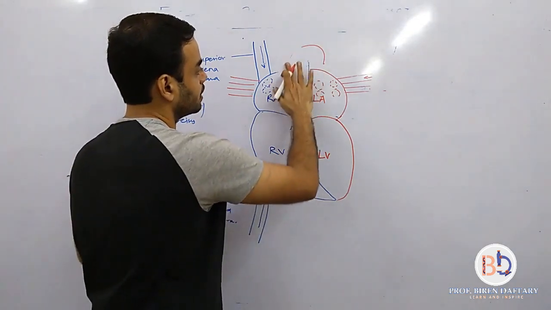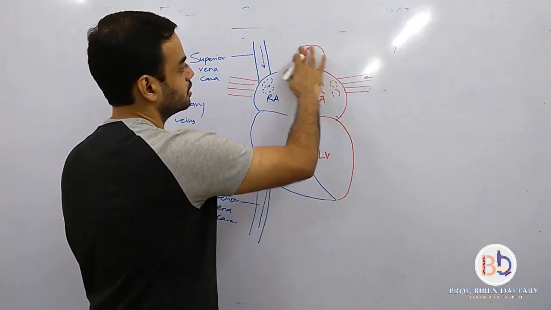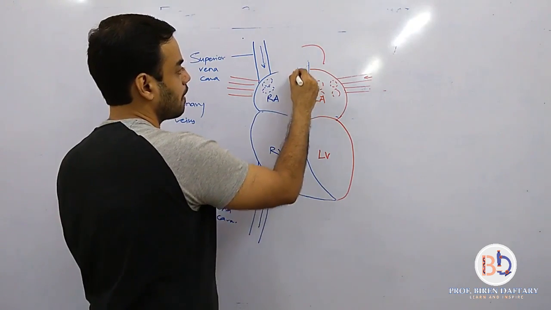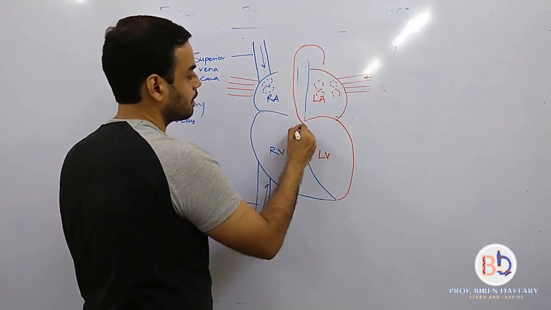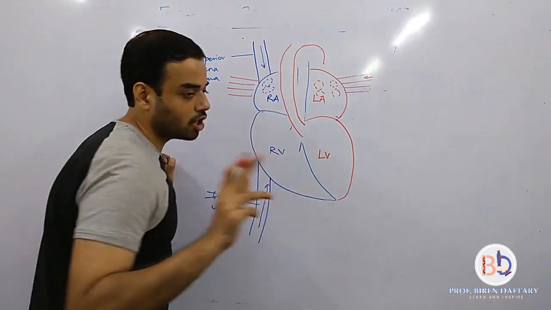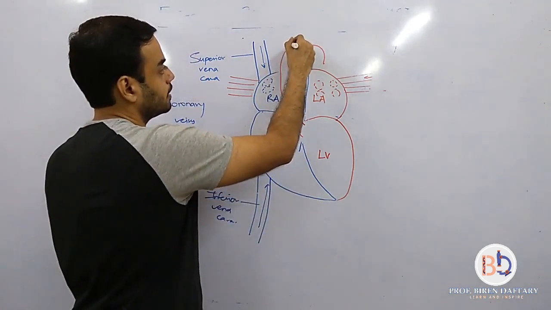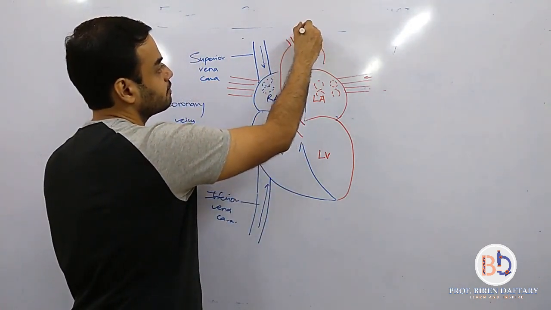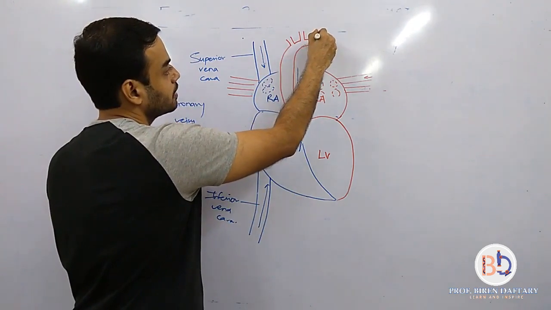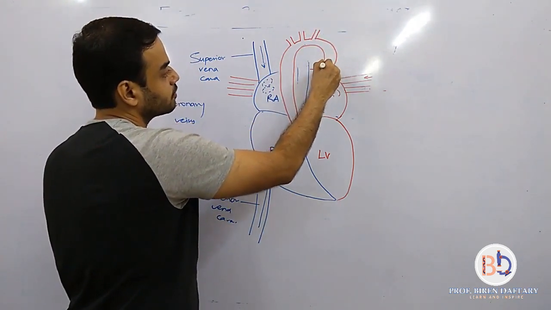Okay. And I will do one thing. I don't need to show so much of the arch. Okay. Now there are three arteries which arise from the aorta, and this aorta goes like this from the back.